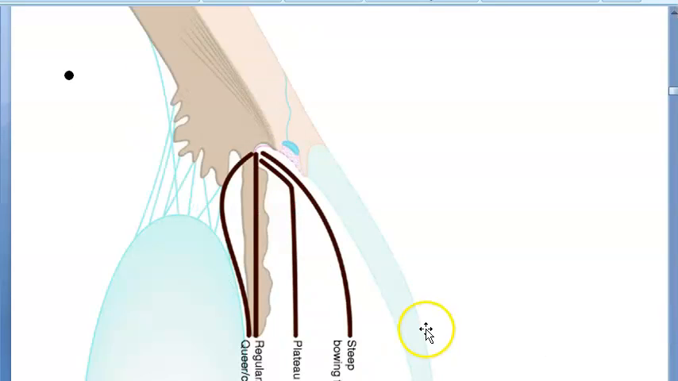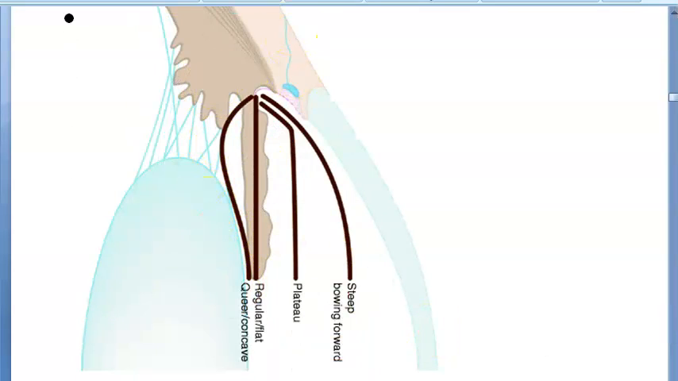Then, what is this? These are the positions of the iris. Normal is this one. What is marked as regular? This is the normal, right?